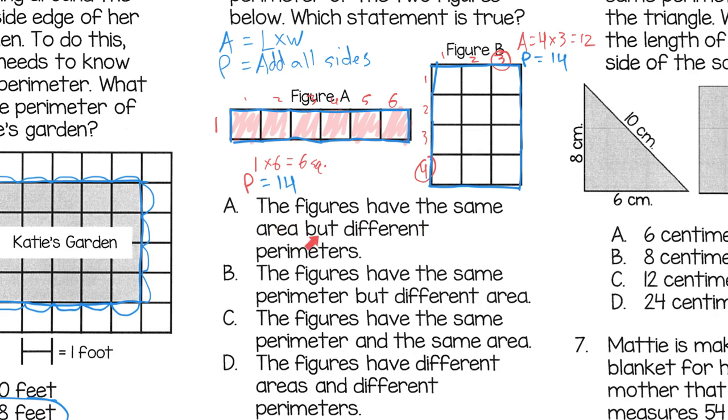The figures have the same area but different perimeters? No, all of the numbers are different. Well, actually, perimeters are the same. So that can't be that one. Yep. The figures have the same perimeter but different areas. That's true so far. The figures have the same perimeter and the same... Nope. The figures have different areas and different perimeters. Nope, also not true. So we saw this. I'll use my highlighter: I had a perimeter of 14 for this one, perimeter of 14 for this one, but the areas were different.